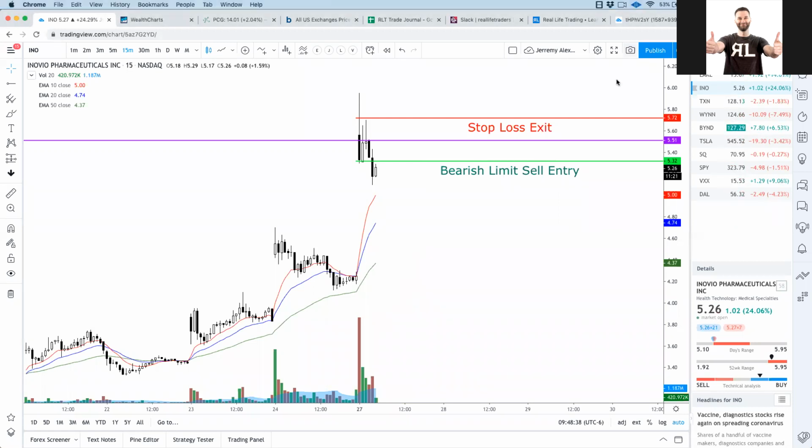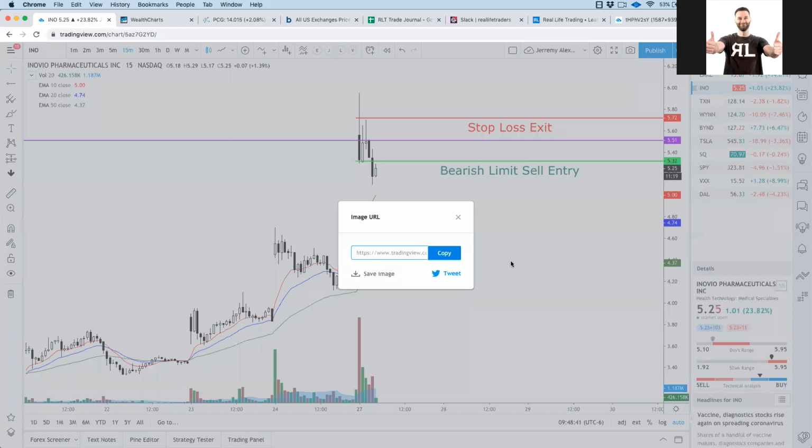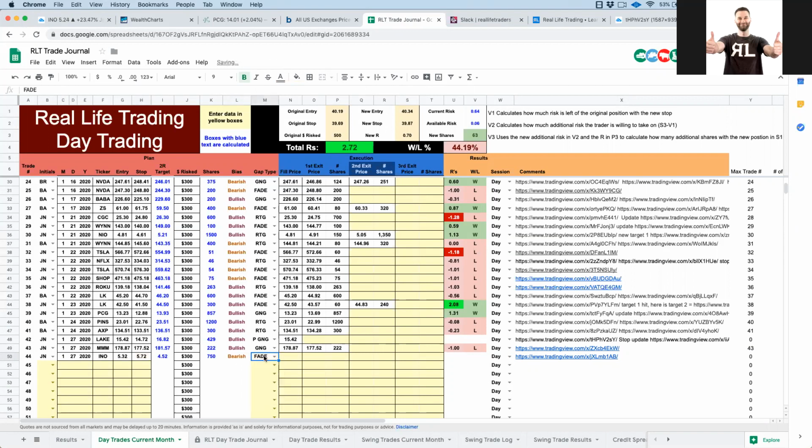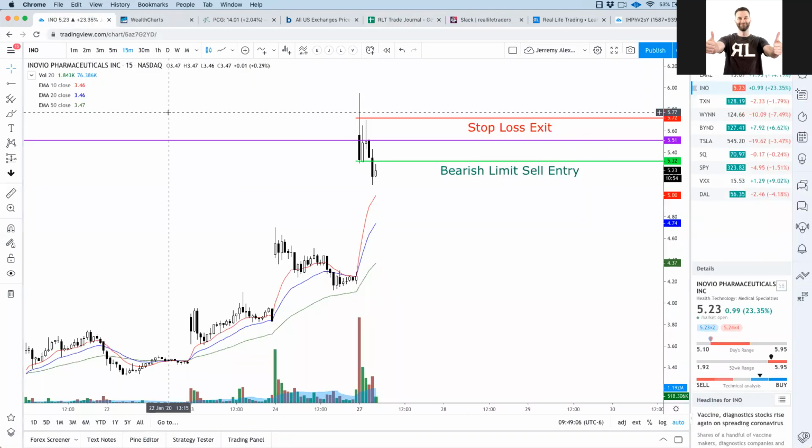So again, limit sell means you're going into your broker and you're typing in 5.32 to sell at a higher price, which again, may or may not fill. I'm not entirely sure. And if it does fill, it might not work. It could go higher. But 5.32 with a stop loss at 5.72. And what I'm going to type in right here is fade, because this is a gap up that I'm trying to short to go lower.